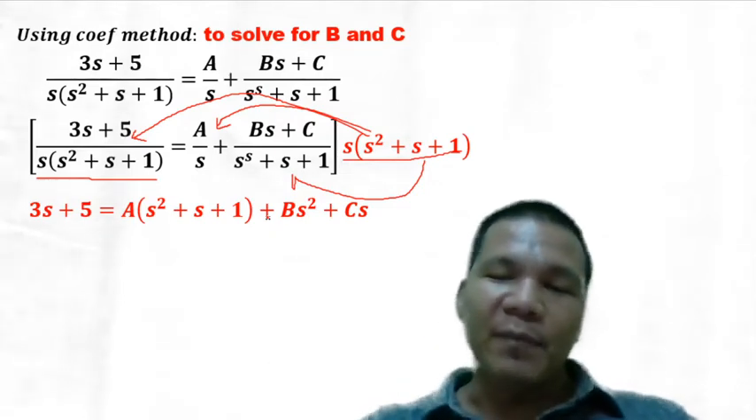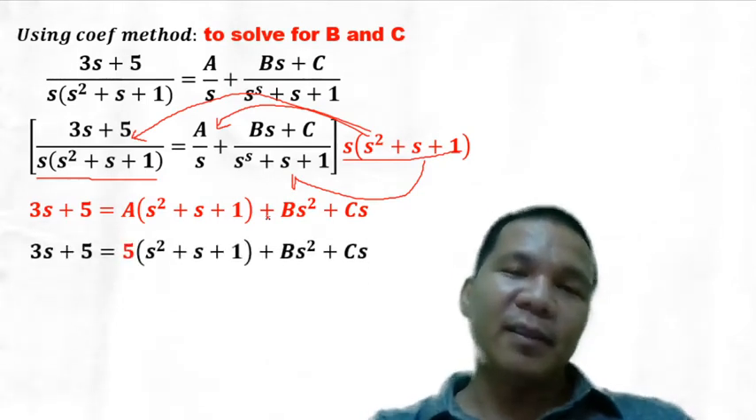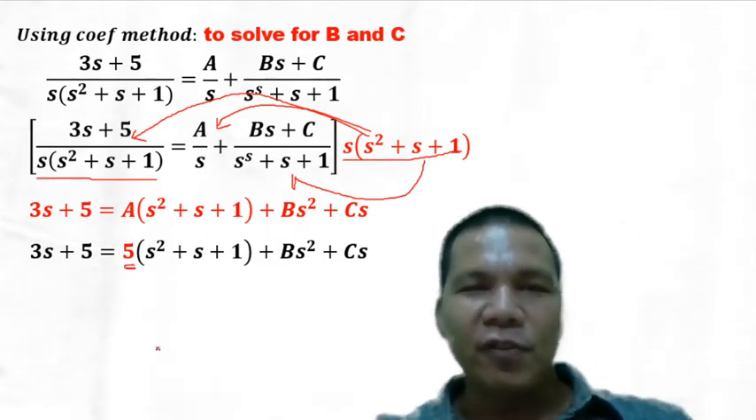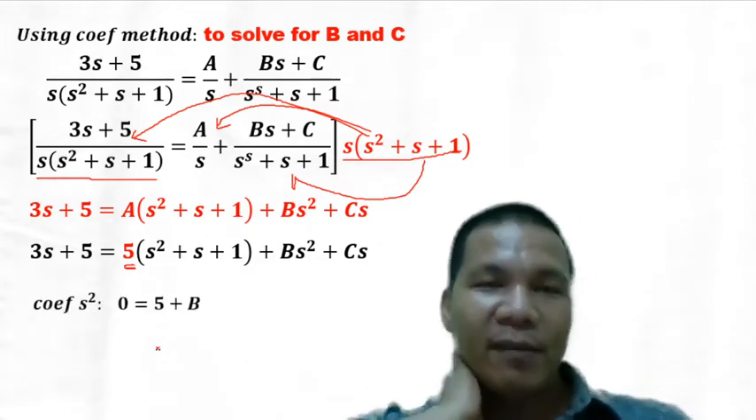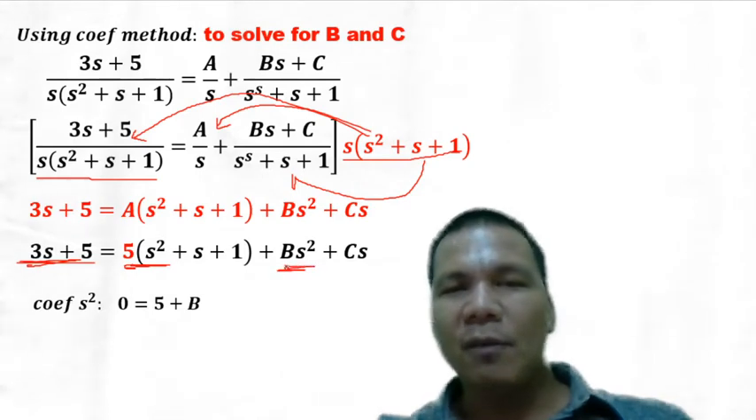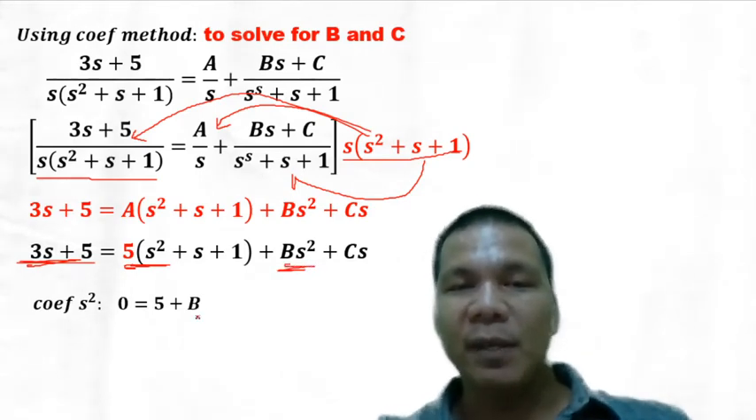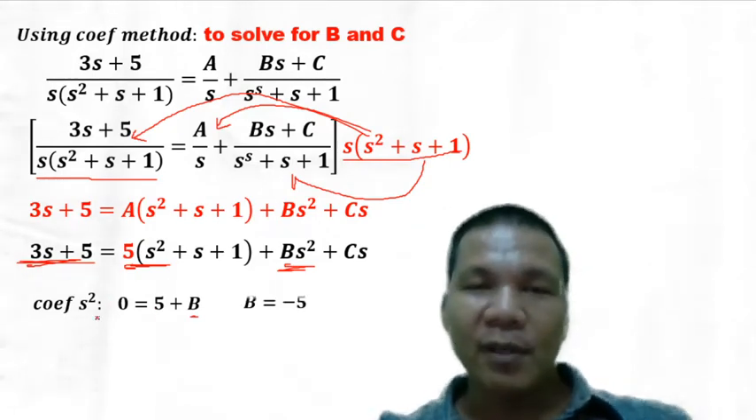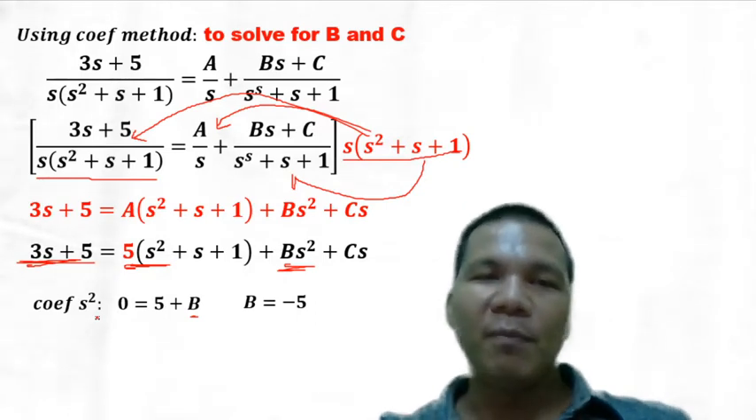Okay, since we have the value of A, we can substitute that before we use the coefficient method. Substitute A to 5, and then use the coefficient method. We will start with the coefficient of s squared. We don't have the coefficient of s squared here, so we put 0, which is equal to, here, the coefficient of s squared is 5, so we write 5, and the coefficient of b of s squared here is b, so we write b. Now, if we transpose 5 to the other side of the equation, that becomes negative 5. That's the value of b.